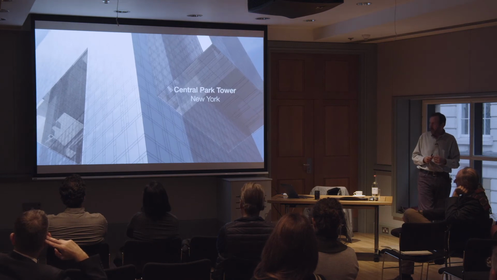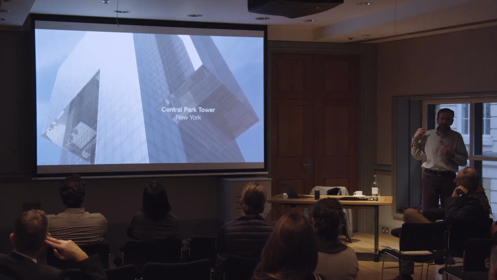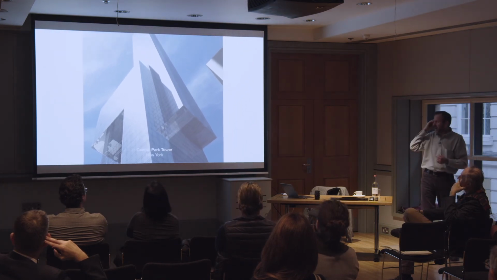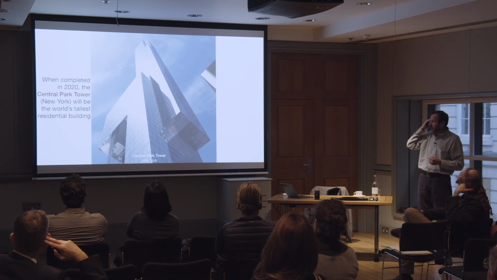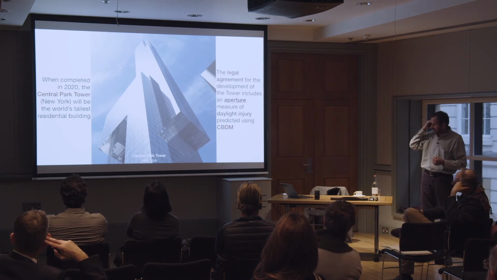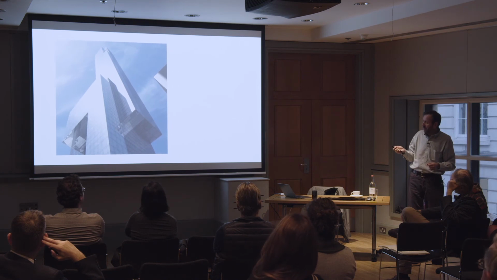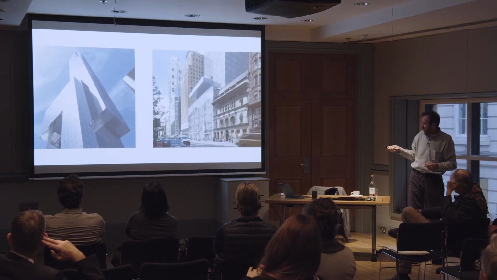Climatization of aperture-based measures has actually already happened, in this project, which started off in 2005. This building will be completed next year. It's been some time in coming. The legal agreement for its development includes an aperture measure of daylight injury predicted using climate-based light modeling. So we weren't going into the space. The space was the adjacent Art Students League building on West 57th Street.